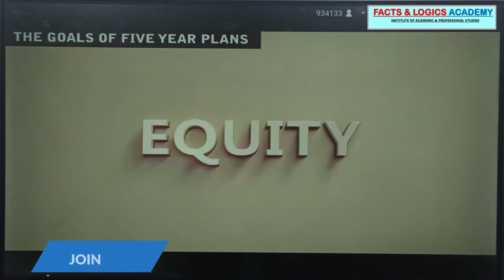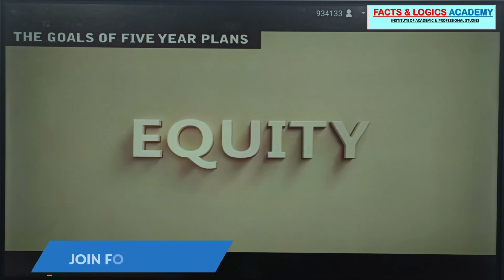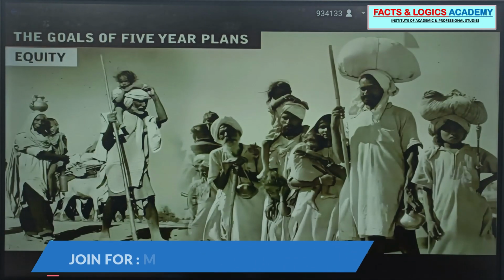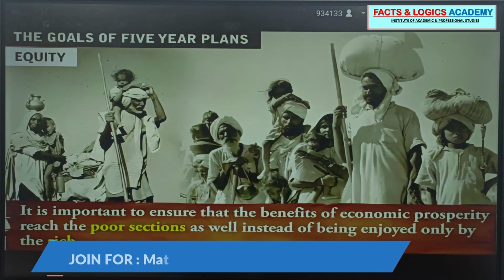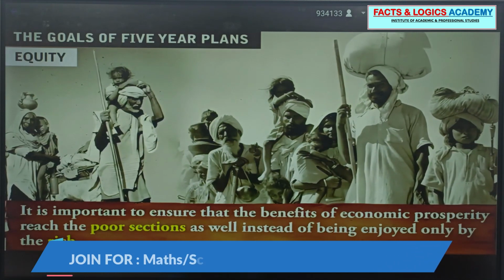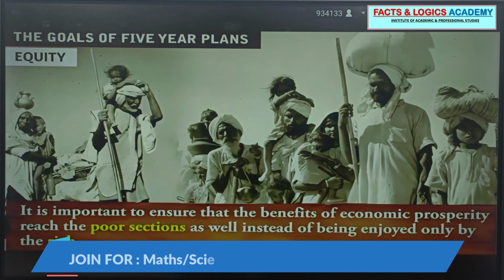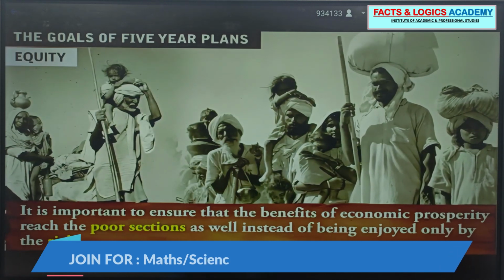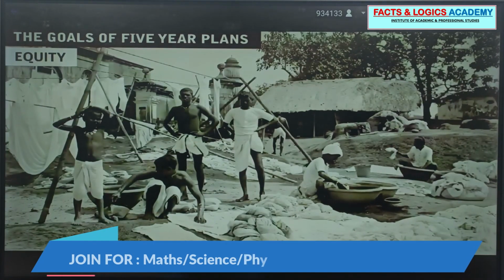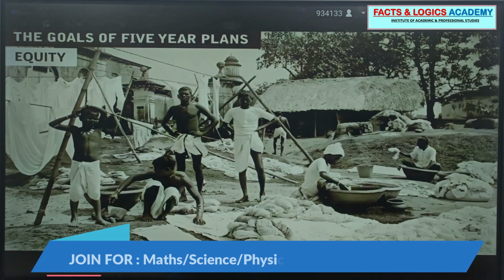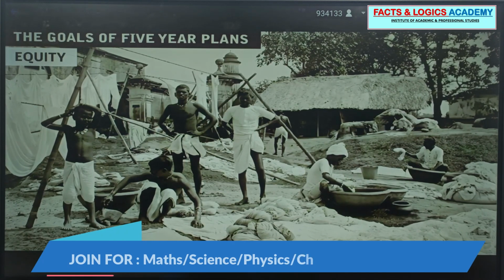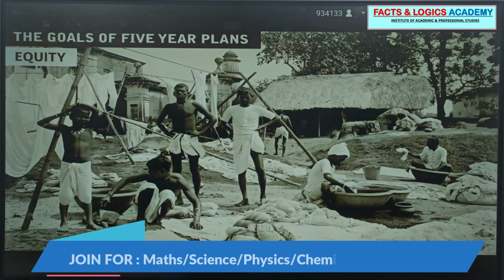Equity. Another important goal of the five-year plan is equity. It is important to ensure that the benefits of economic prosperity reach the poor sections as well, instead of being enjoyed only by the rich. So, in addition to growth, modernization, and self-reliance, equity is also important.